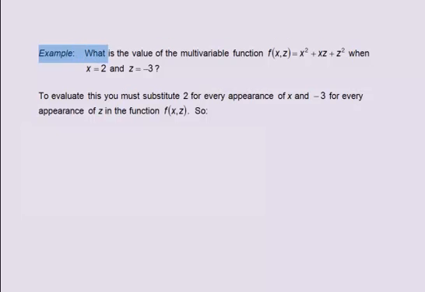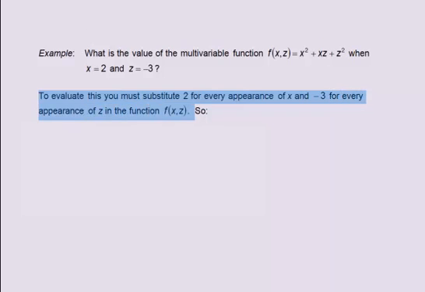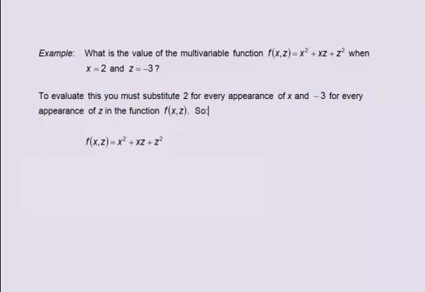Example: what is the value of the multivariable function f of x, z equals x squared plus xz plus z squared when x equals 2 and z equals minus 3? To evaluate this, you must substitute 2 for every appearance of x and minus 3 for every appearance of z in the function f of x, z. So, start with f of x, z equals x squared plus xz plus z squared.